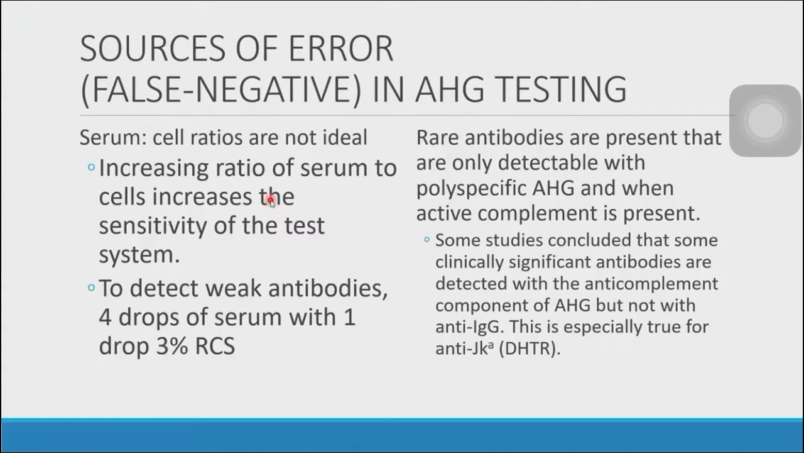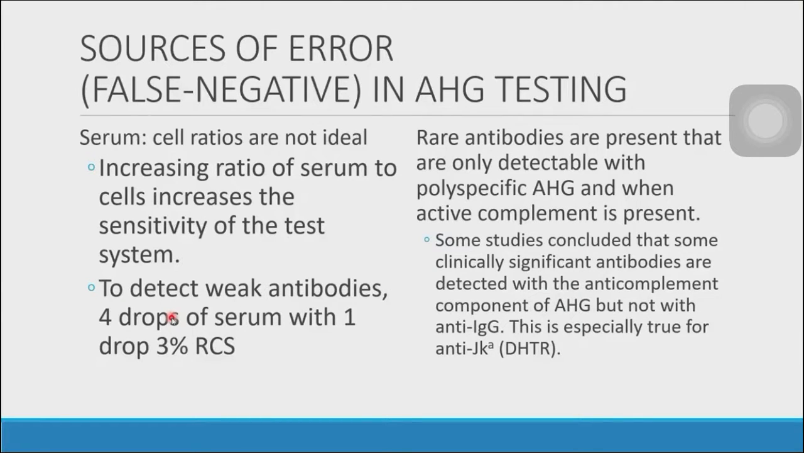So the first reason is that the ratio of serum to cells may not be ideal, so no reaction is seen, or the reaction is weak. You can increase the ratio of serum to cells by adding more serum to increase the sensitivity of the test system. Since the antibody present in the cell is very weak, you can try to add more serum, so there are more sites for the AHG or anti-IgG to bind. To detect weak antibodies, you can add 4 drops of serum with 1 drop of 3% RCS.